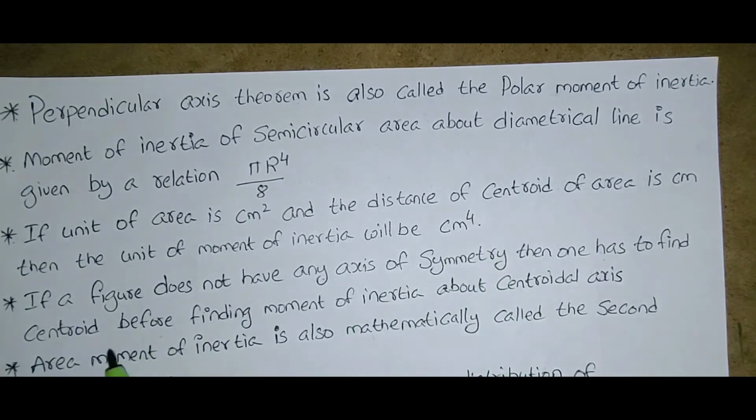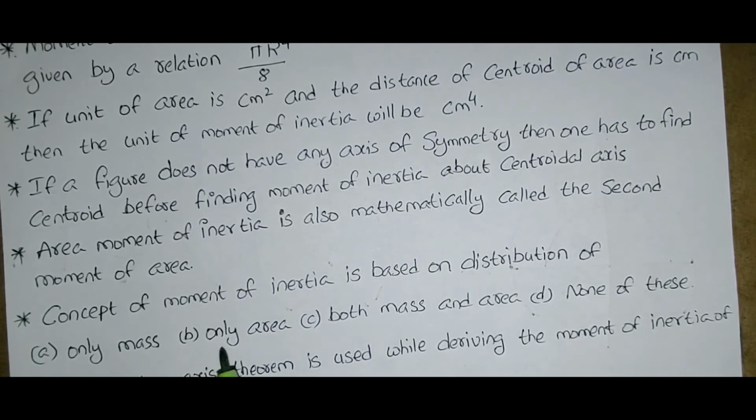If a figure does not have any axis of symmetry, then one has to find centroid before finding moment of inertia about centroidal axis. Okay, area moment of inertia is also called, mathematically, the second moment of area.